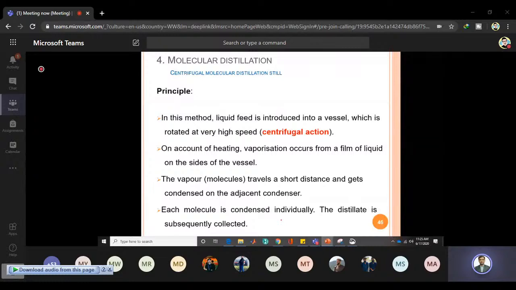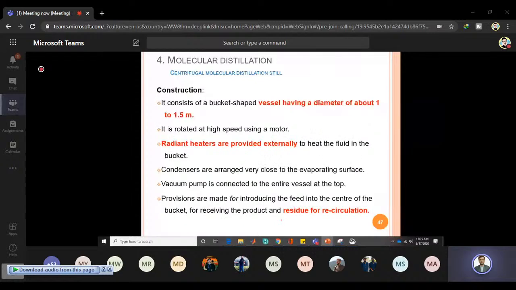The distillate is subsequently collected. Construction: it consists of a bucket-shaped vessel. We have seen that already. It has a high-speed rotating motor. Radiant heaters are provided externally to heat the fluid in the bucket. Condensers are arranged very close to the evaporating surface. Vacuum is connected to the entire vessel at the top.